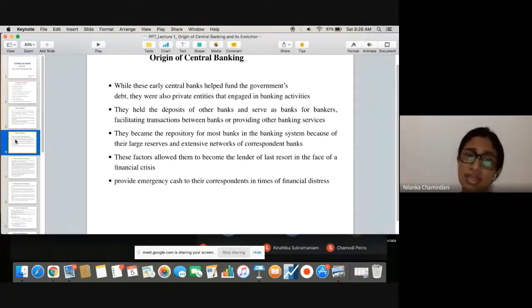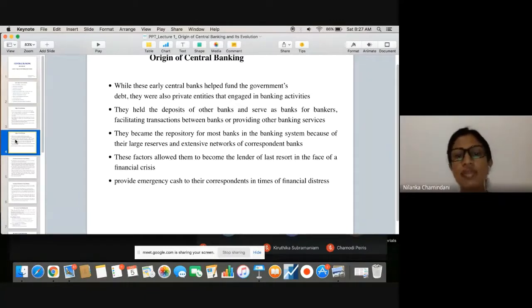See here there is a nice word, repository. It is like a safe where money is kept. So they become the repository for most banks in the banking system because of their large reserves and extensive network of correspondent banks. How can they facilitate that? Because all the banks in the country are connected with the central bank. They are all linked with the central bank, and the central bank holds a very large reserve. So the banks trust that the central bank is the place where they can keep their currency or hold their deposits. So it becomes a repository, and that's why they have a big portfolio of reserves in that sense.